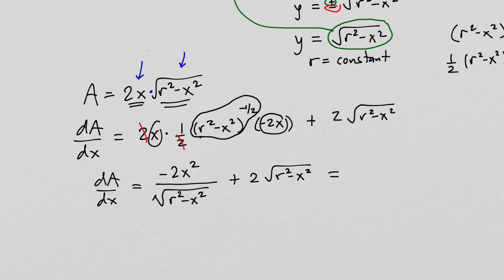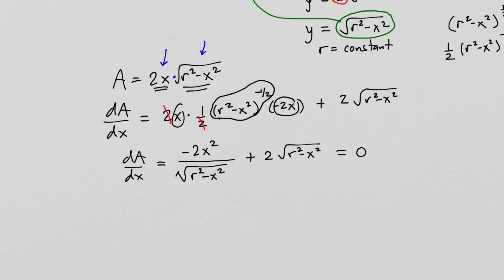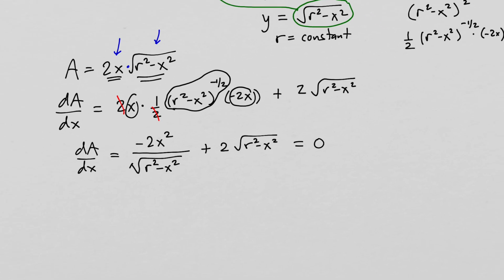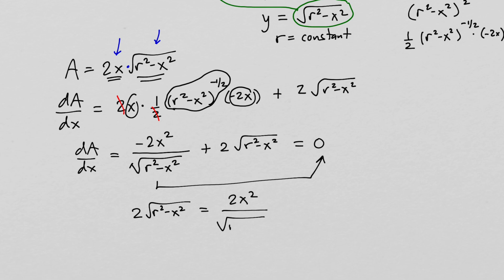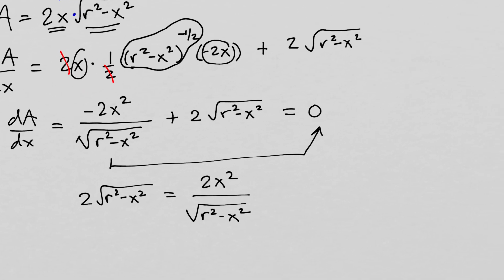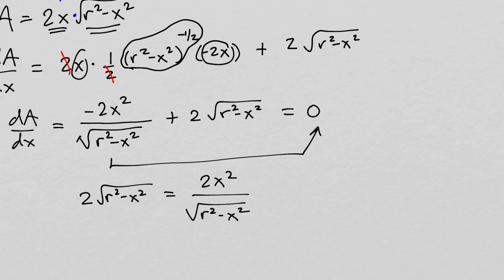And of course, we're going to set this derivative equal to 0. And I'll add this term to the other side, which gives us 2 times the square root is equal to 2x squared over the square root. And a real nice technique for solving this that I've already used before here is put this over 1 and then just cross multiply. So we're going to multiply these two things.